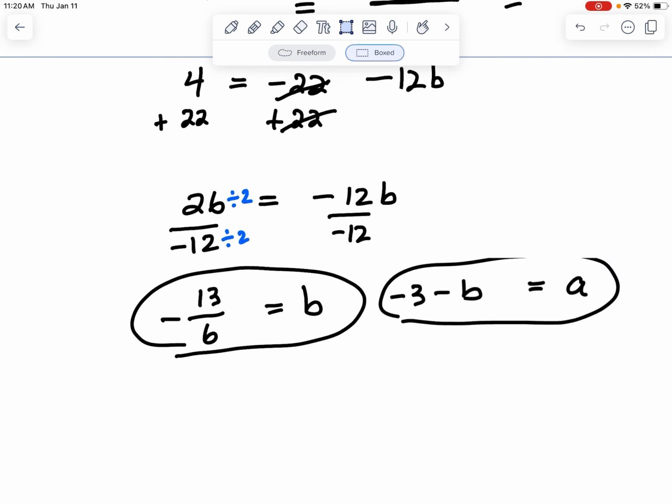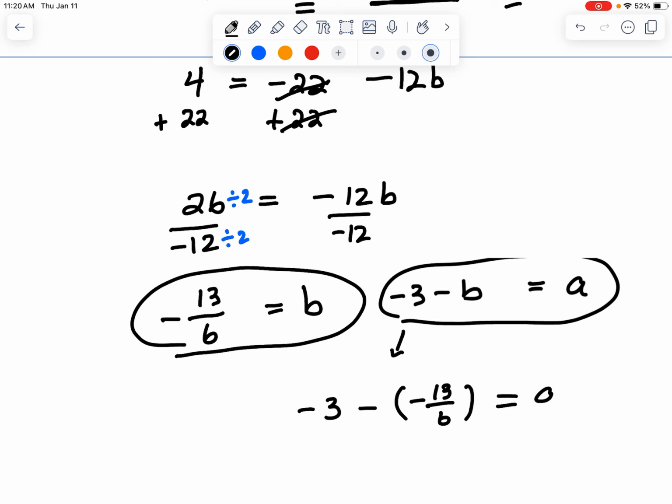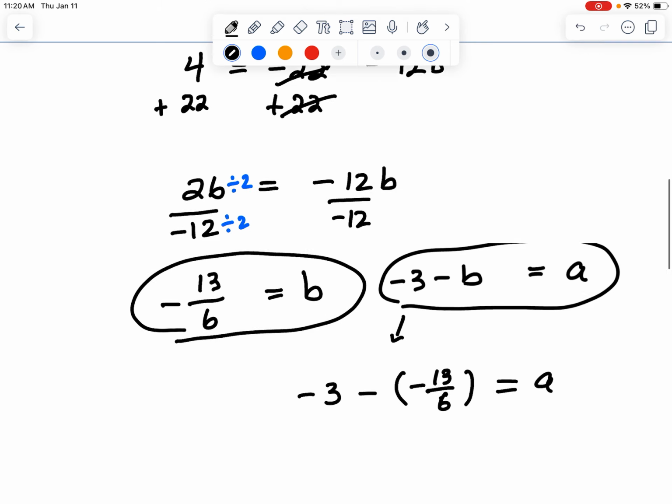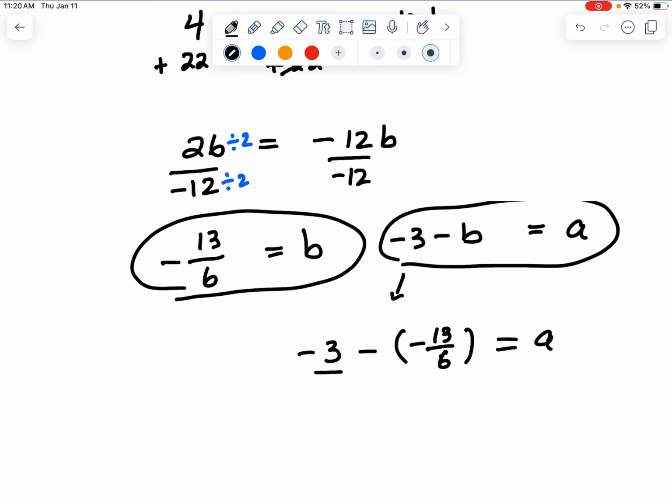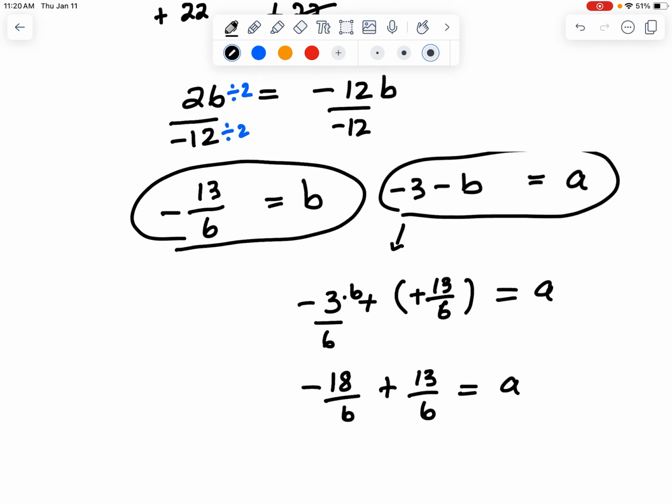And then substitute that the b is a negative, so that means this equation becomes negative 3 minus a negative 13 over 6, and then that's what a equals. So let's see, if we get a common denominator, I'll have to multiply by 6 on the bottom and 6 on the top, so I would have negative 18 sixths, and then a negative negative will be plus 13 sixths. And when you add those together, it turns out that a equals negative 18 and positive 13 is negative 5 over 6.